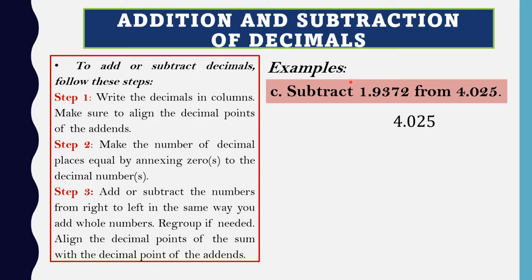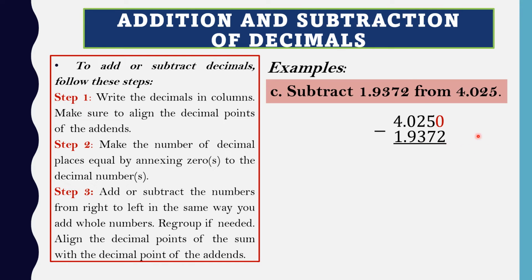Remember, it says there subtract from. It means that our minuend here is 4 and 25 thousandths, and our subtrahend is 1 and 9,372 10,000ths. So this is how our solution will look like.